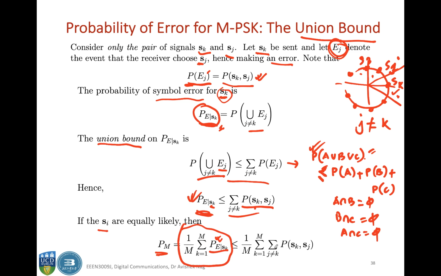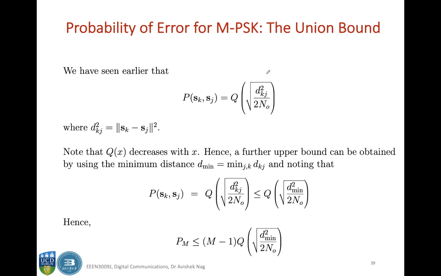So I now put this bound here and we get Pe less than or equal to 1 over M, sum over all k, sum over all j not equal to k, of the probability of Sk, Sj. Now what is this probability of Sk and Sj? If you recall, if we have two signals, let's say this is Sk and this is Sj, in my signal space.